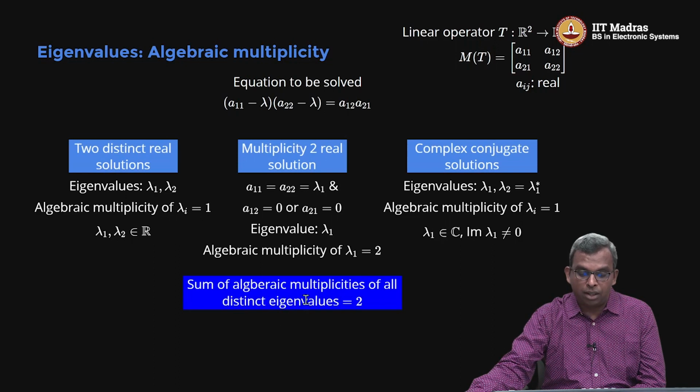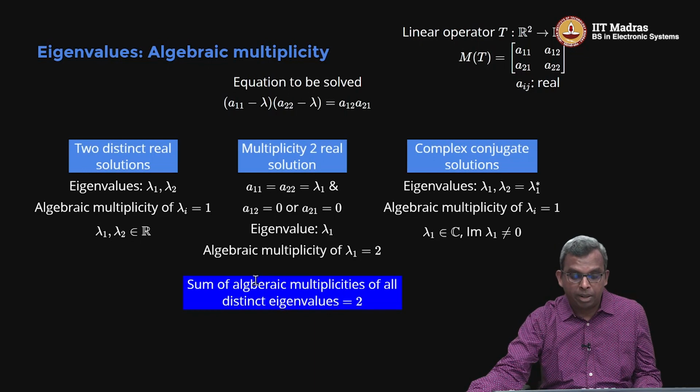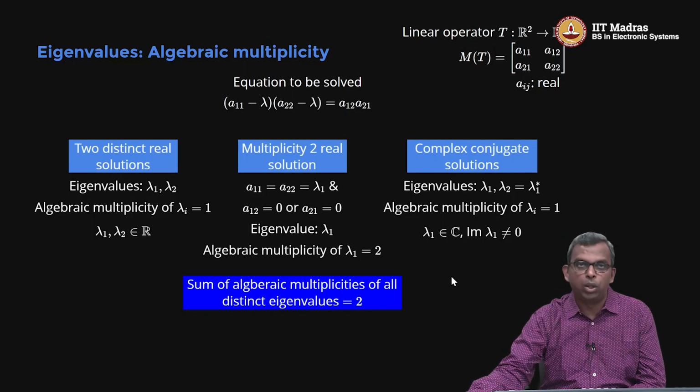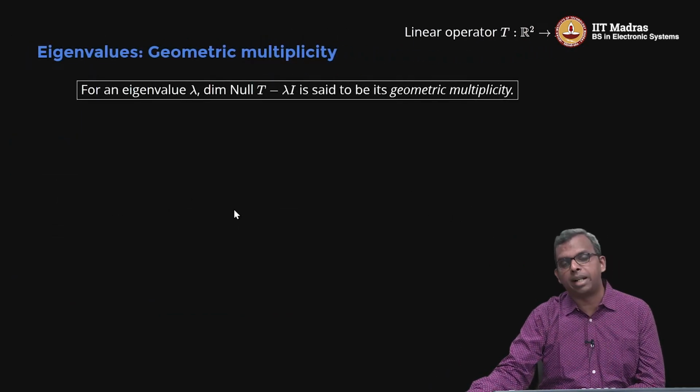One easy fact that you can see: the sum of algebraic multiplicities of all distinct eigenvalues has to be 2. I made a spelling mistake here, I will correct it later. It is a very easy, simple property to remember. There is also something called geometric multiplicity.